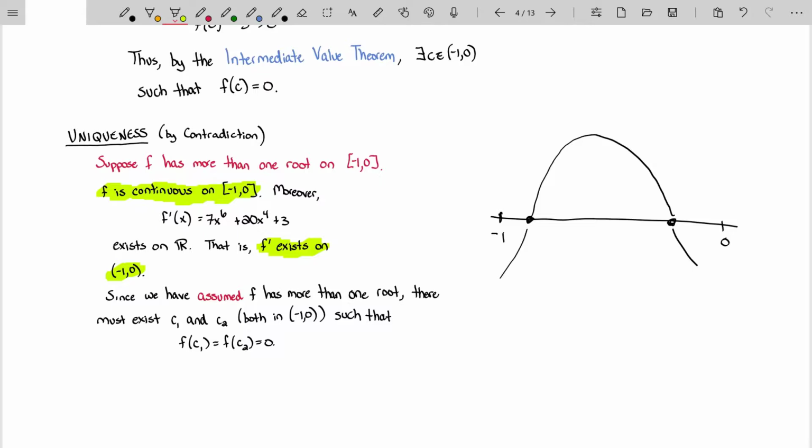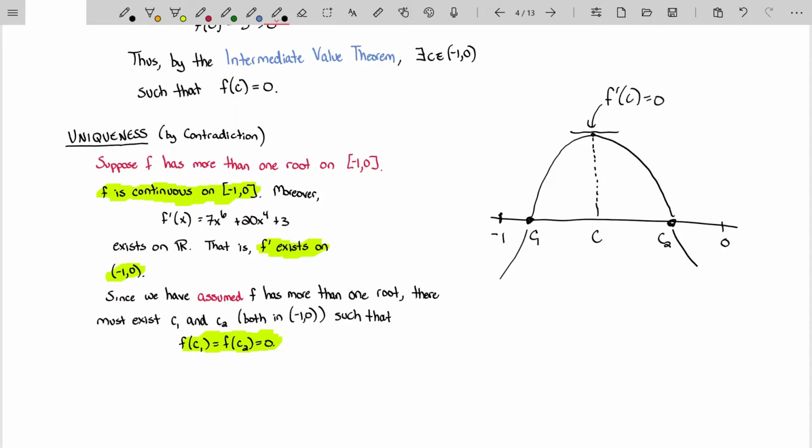And we have supposed that the function attains the height of 0 twice within that interval. Well, by a really good theorem called Rolle's theorem, there must be a point in between C sub 1 and C sub 2 such that the function in question has a derivative equal to 0 at that point. So right here, f prime at c should be 0.